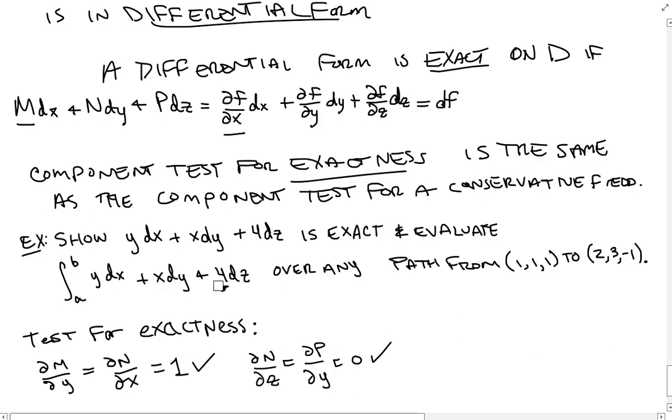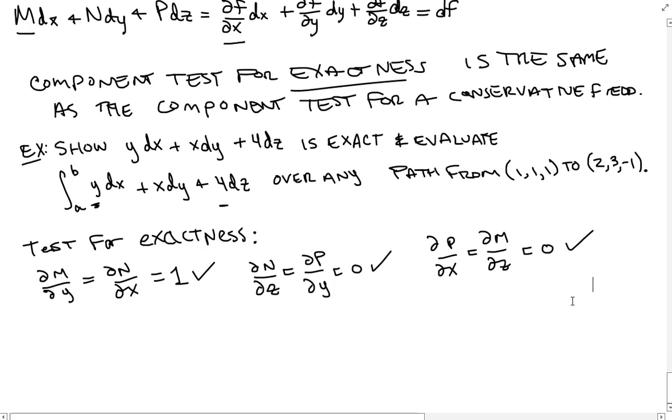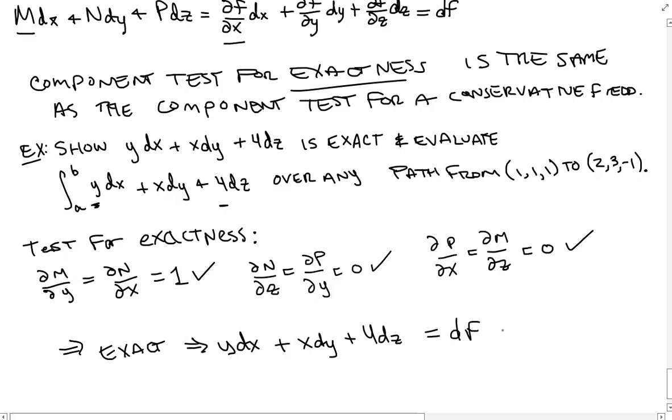Alright, one more time. We have the partial derivative of P with respect to x needs to equal the partial derivative of M with respect to z. P is 4, with respect to x that is 0, and M with respect to z is also 0. So yes, it is in fact exact. That implies that y dx plus x dy plus 4 dz, our differential form, is df for some function f, and that means our integral equals that function evaluated at the second point minus the first point when we plug them in.